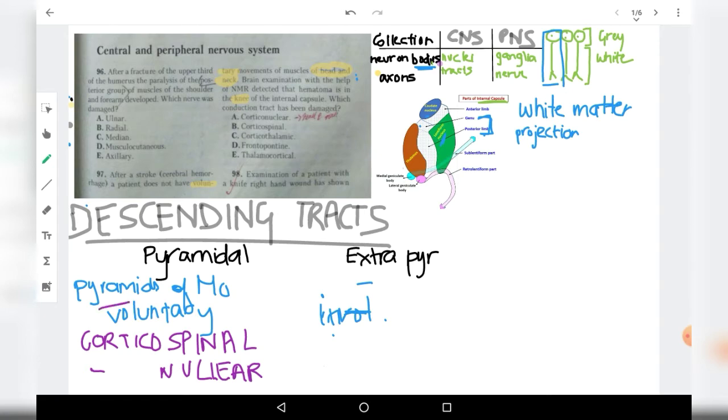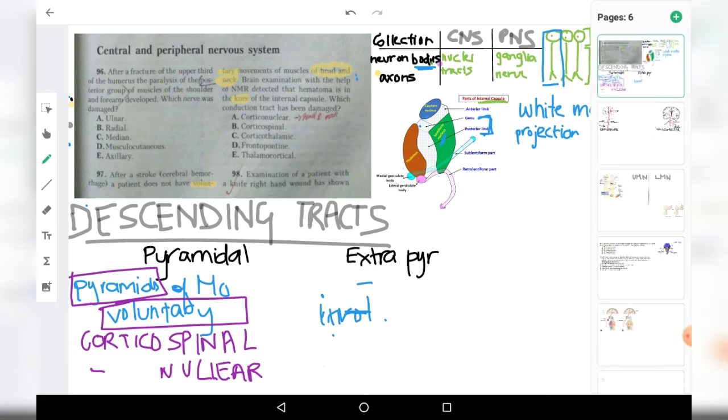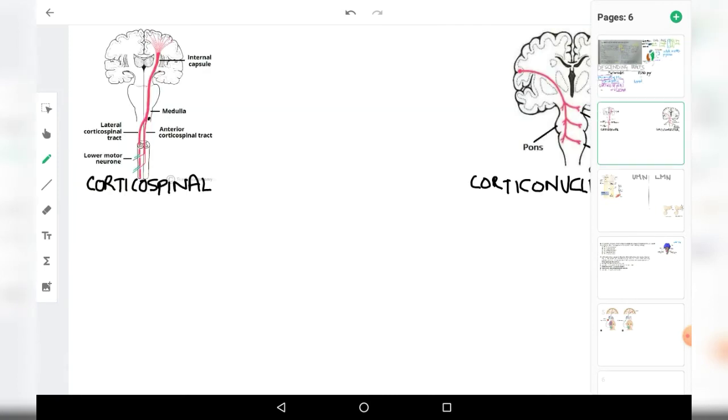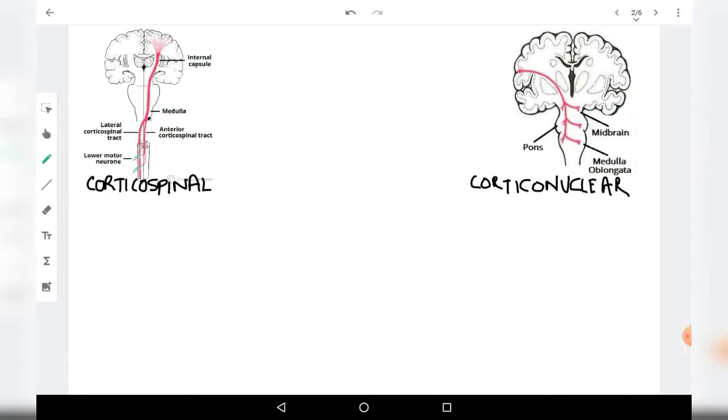So you need to keep in mind these points, because these small points are often given in the question, and all these small hints can conclude to one answer, and we'll see that in this question. But first let's discuss both the tracts, that are the corticospinal and the corticonuclear tract.